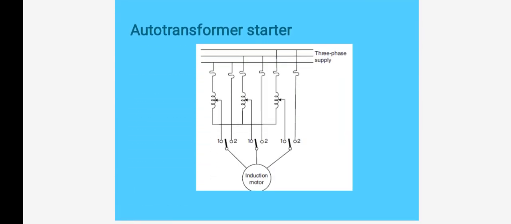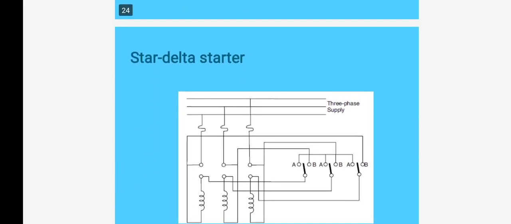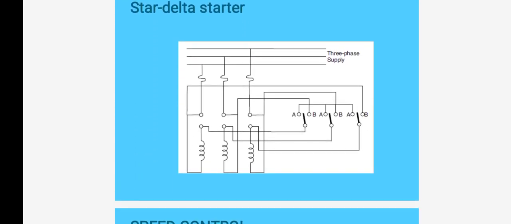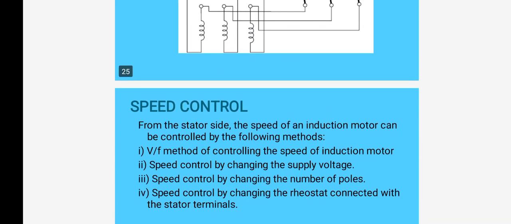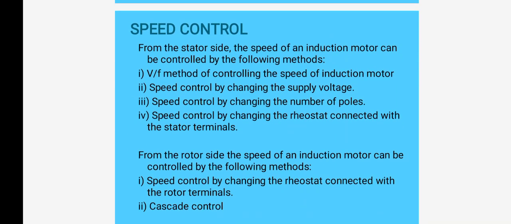Similarly, using the auto transformer, we can start by adjusting the auto transformer. Slowly the voltage is applied on the motor winding. Automatically the motor starts rotating and reaches the maximum value. Once the maximum voltage is applied, the maximum speed of the motor is attained. This is called the auto transformer starter. Then the star delta starter. By giving the star delta connection to the 3-phase induction motor, we can start the motor. So this is about the starting of the 3-phase induction motor.